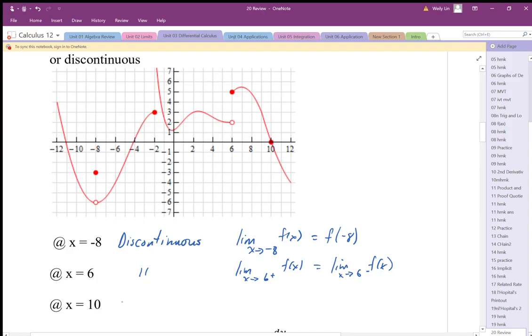At 10, it is continuous. Okay, if we look at it, it just draws straight through. It's continuous. Okay, so the criteria that we need for continuity is the limit as x goes to 10 not only exists, but it's equal to the y value at 10. So there's no hole or gap in there.